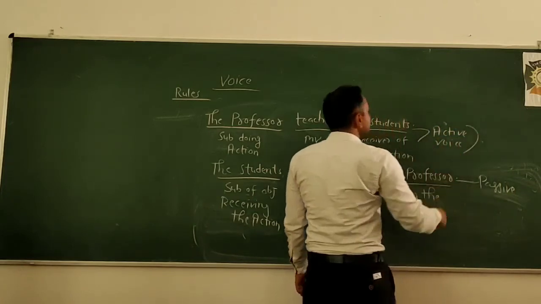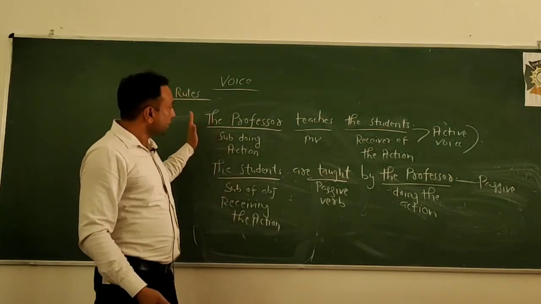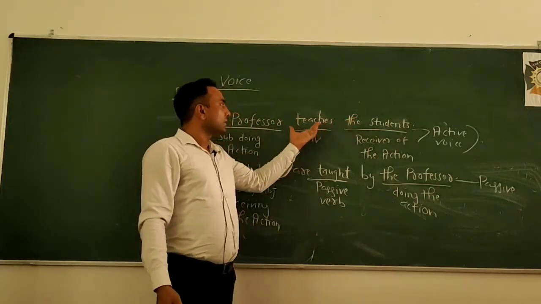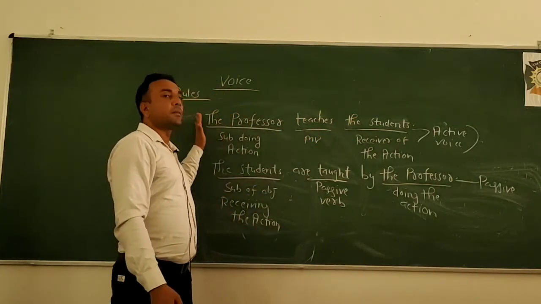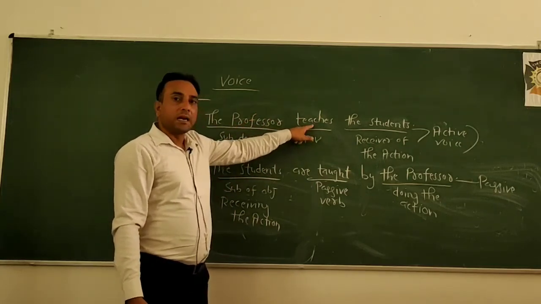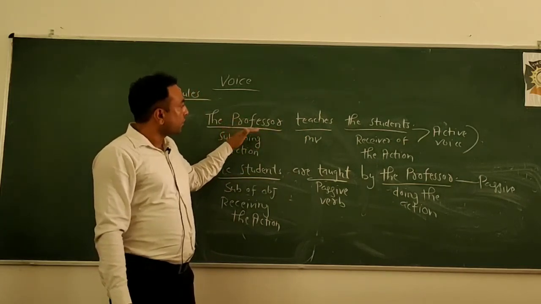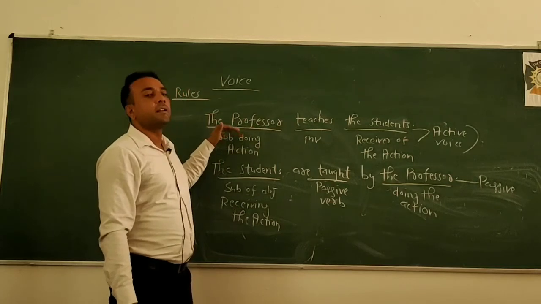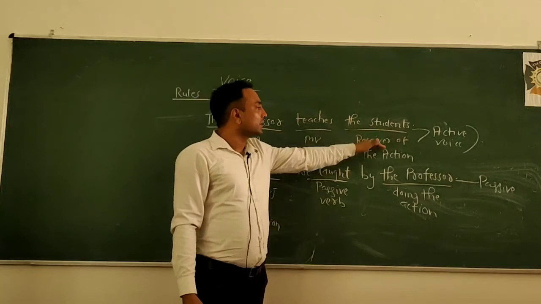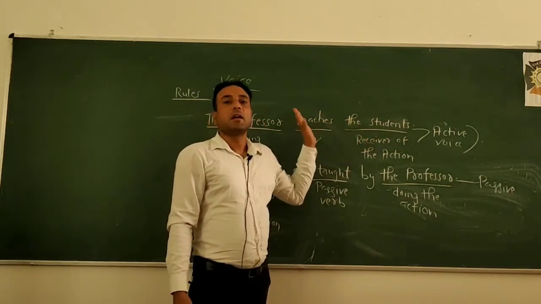So how to recognize? I have told you how to recognize sentences of active and passive voice. The first sentence I wrote on the board was the professor teaches the students. The action of teaching is done by the professor. Who is the subject of the main verb? The professor, and he is doing the action. Students are receiving it. So immediately we know that this is active voice.